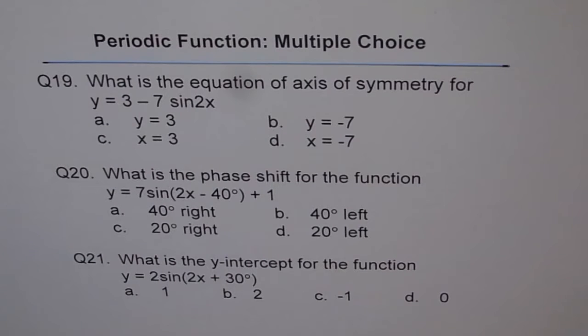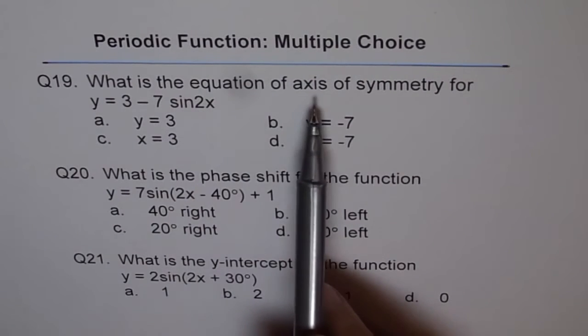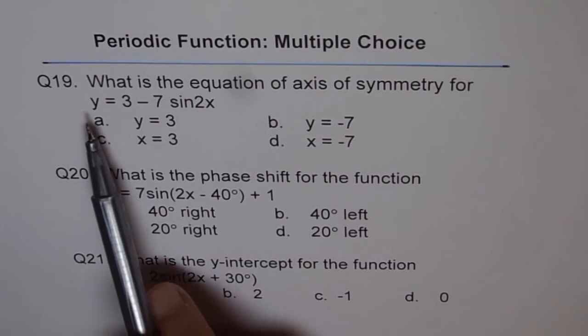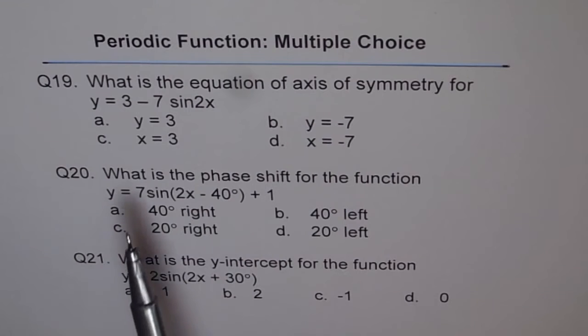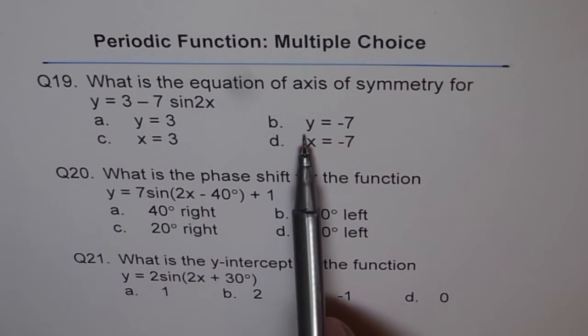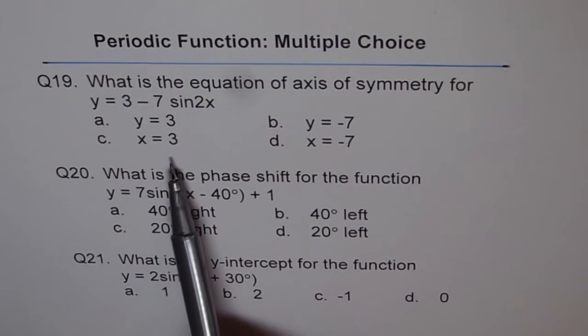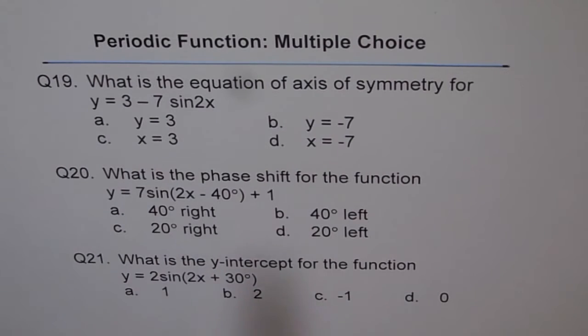So try to answer the questions yourself. You can stop the video, look at the questions, make your choices, right? And here are my solutions. Question 19. What is the equation of axis of symmetry for y equals 3 minus 7 sine 2x? y equals 3, y equals minus 7, x equals 3, x equals minus 7.